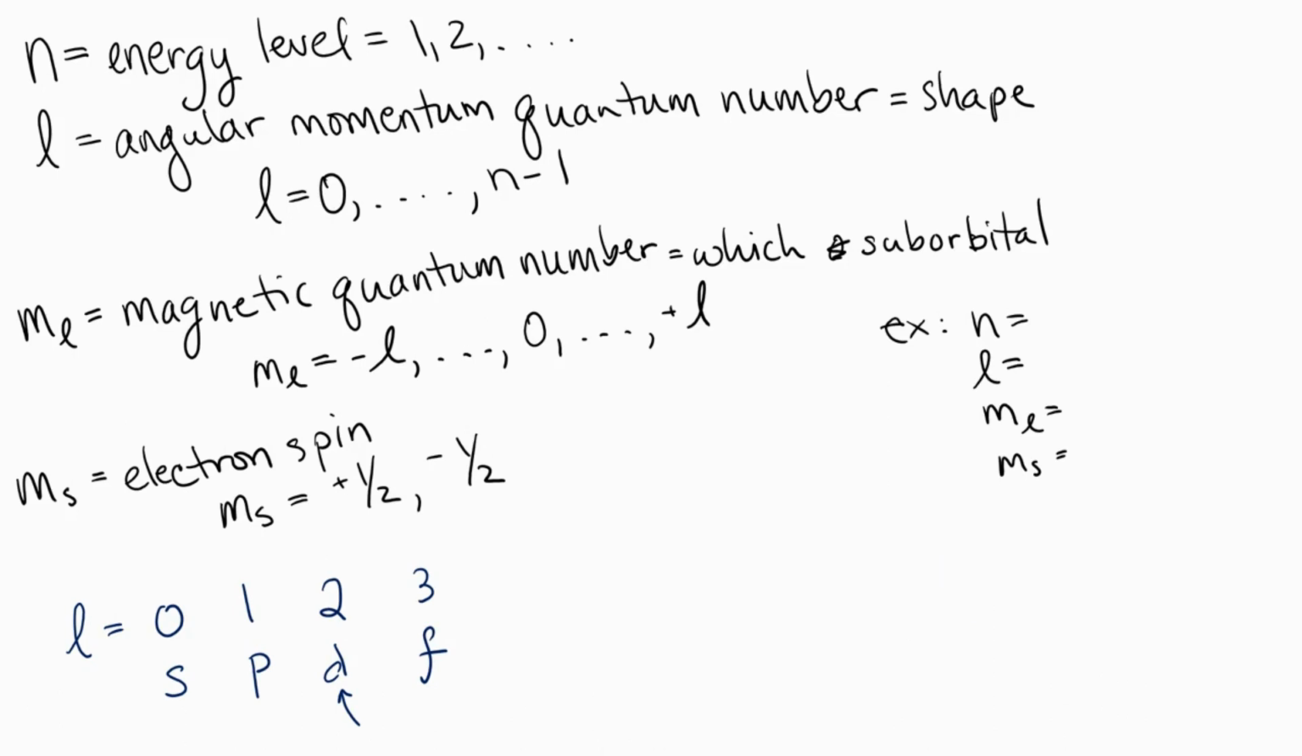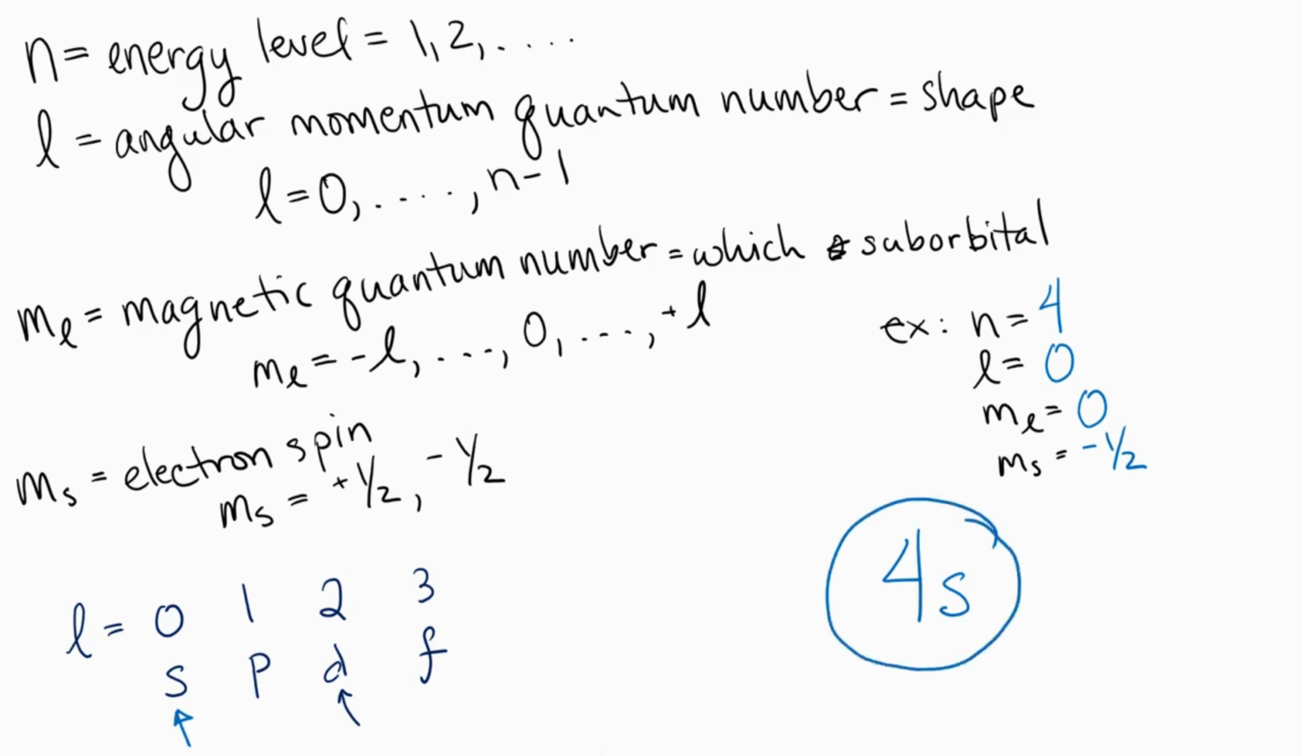So let's try n equals 4, L equals 0, m sub L has to be 0 because L equals 0, and then m sub S will be negative 1/2. So in this case, our energy level is 4, and our L is 0, so we're going to come back over here, and for L equals 0, it has to be an S. And so we know our electron is in the 4s orbital.